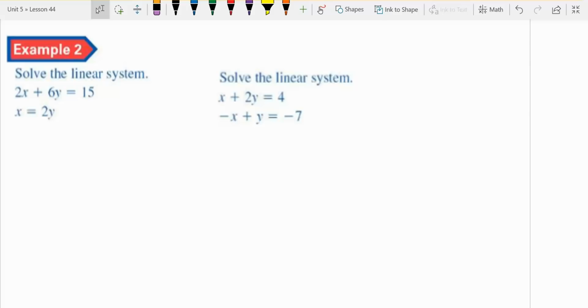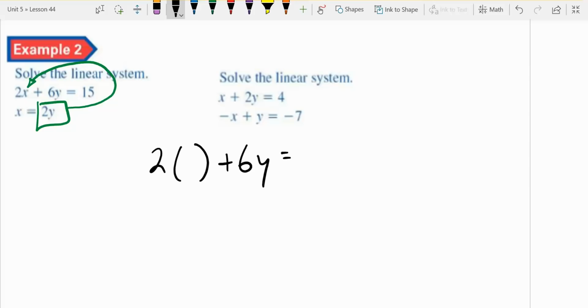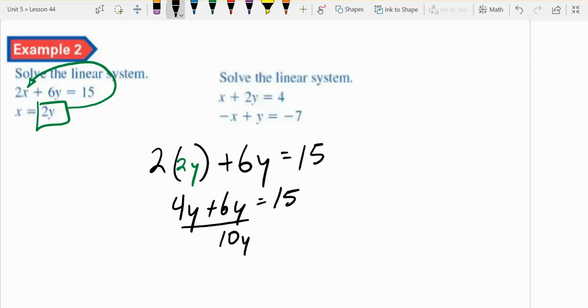You guys try these too. So pause it and try them. This first one's already solved for x, so we're going to substitute that in for x in our top equation. 2 times x plus 6y equals 15, and we're substituting in a 2y for x. 2 times 2y makes 4y plus 6y equals 15. We'll combine like terms and we'll get 10y equals 15.